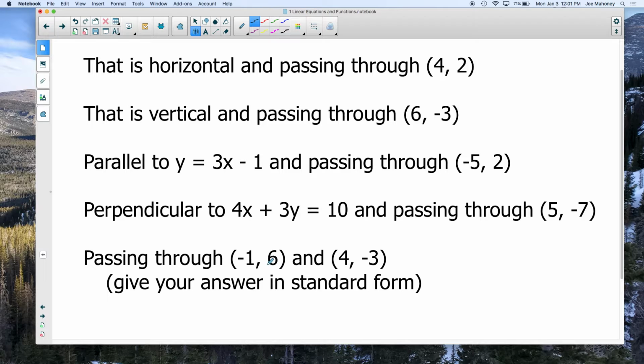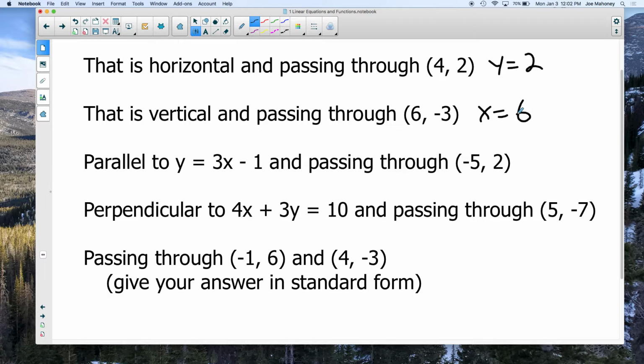All right, so for the first one, horizontal and passing through the point (4, 2). If you think about that line, it's always going to be a y equals line. Horizontal lines are y equals. So it's going to be y = 2. Likewise, a vertical line passes through the x-axis, so it's an x equals line. So this is x = 6.